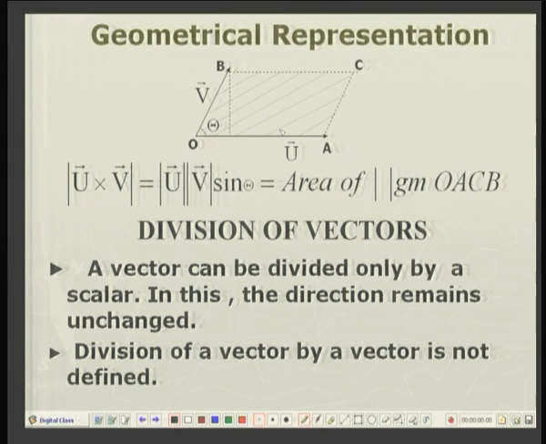The final algebraic operation for vectors is the division of vectors. Well, a vector can be divided by a scalar only. In this case, the magnitude of the vector gets divided by the scalar quantity, but the direction of this quotient remains unchanged. So, all you do is you divide the magnitude and do not disturb the direction of the vector, but the division of a vector by a vector quantity is not defined.